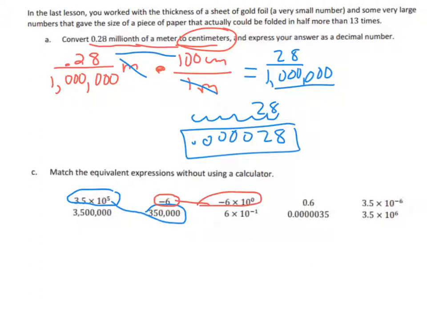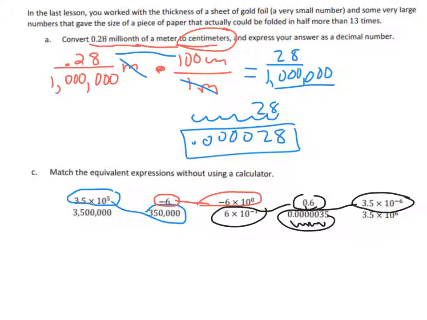Okay, and then what else do we got here? Well, we know this has got to go 1, 2, 3, 4, 5, and then 1 there, so that's 10 to the negative 6. So those two match up. And 0.6 itself is really 10 to the negative 1, because you got to go 1 spot to the left and made it smaller, so that one matches with that one.